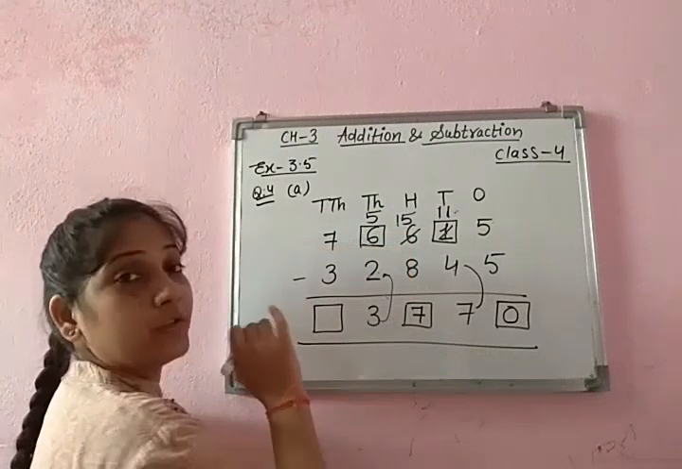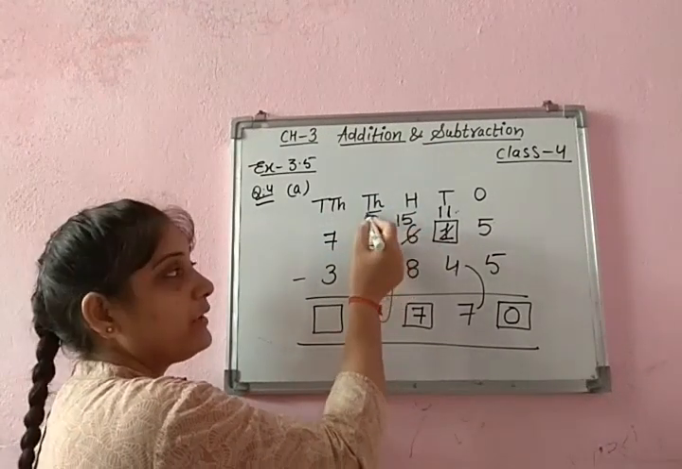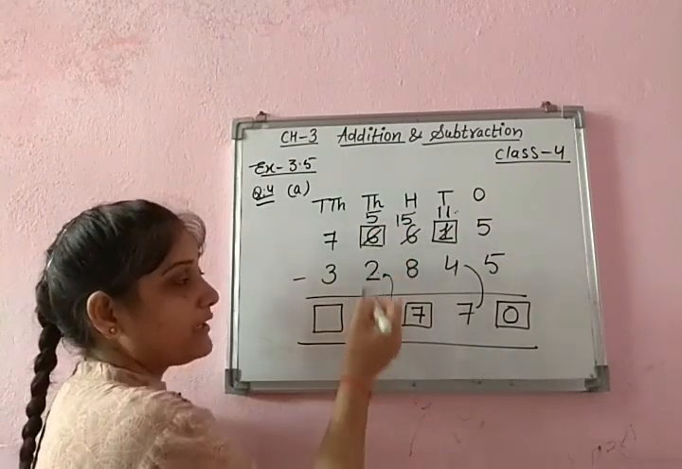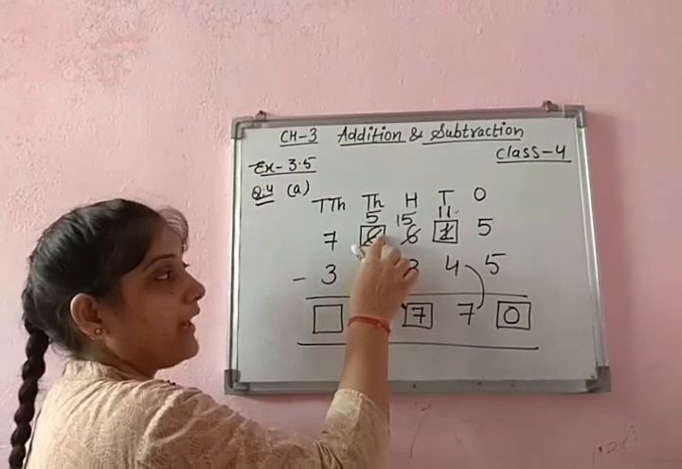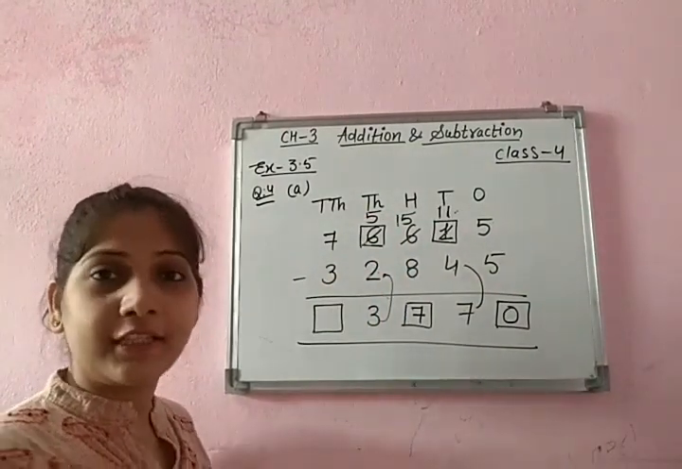So before that it is 6. So when it gives a borrow to this one, it will become 5. Do you understand? So 5 minus 2 is 3. If you are writing 5 here, then it will give a borrow. So 4 minus 2 will be 2.